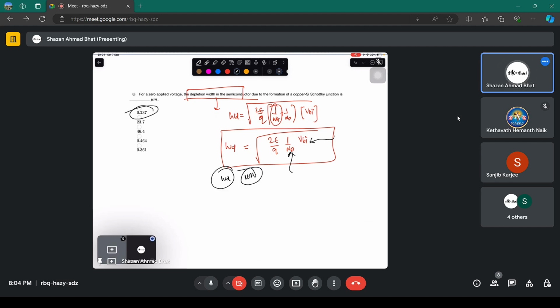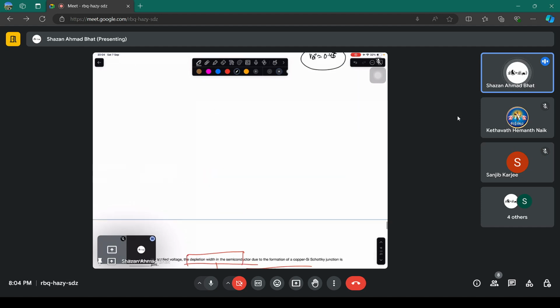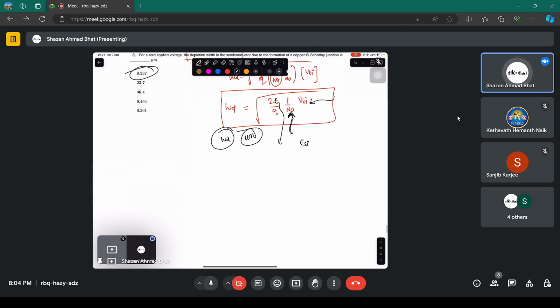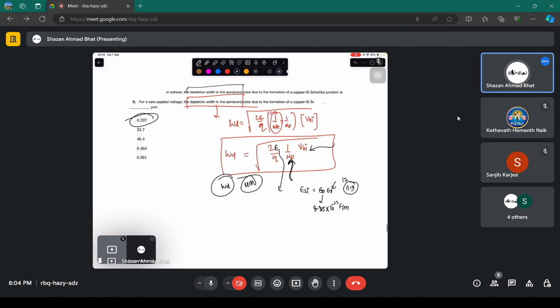You're going to get the answer as 2.73. Everything is given. Doping is given. Epsilon is epsilon for the silicon. You have to take it as epsilon naught, epsilon r. This is 8.85 into 10 to the power minus 12 farad per meter, and this is, I think, 11.9. Done.